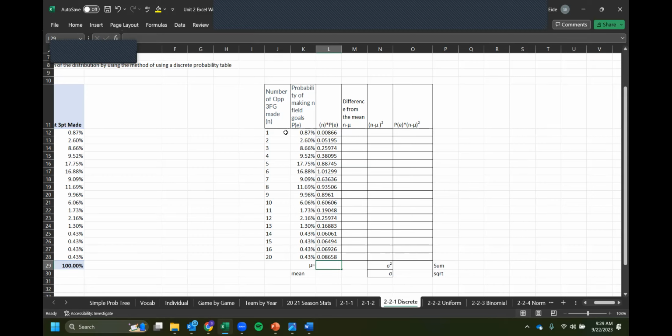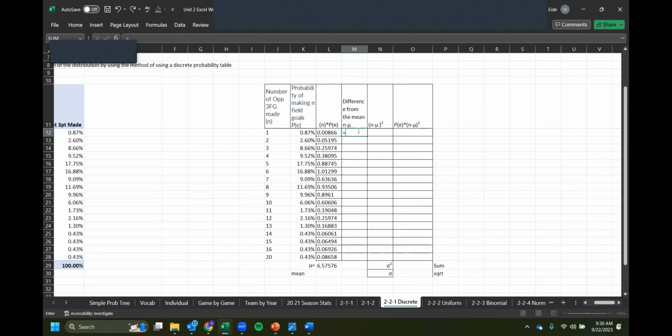Okay, now, last unit, we calculated the mean by doing the midpoint multiplied by the frequency, adding that all together and dividing it by the total number. This time, we did the number multiplied by the probability of that, and what we're going to do is just add it all together. So equals, what do I use to add it all together? Sum, add it together, bada bing, bada boom. And so the average is, what is the average? 6.57. So the average number of 3-pointers is 6.575. So the average number of 3-pointers that an opponent's going to score is 6.575.